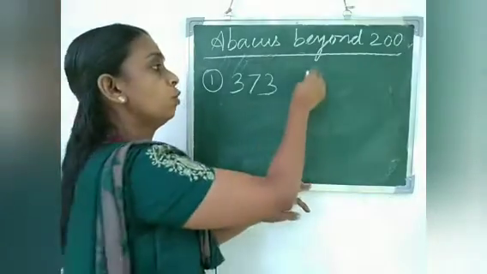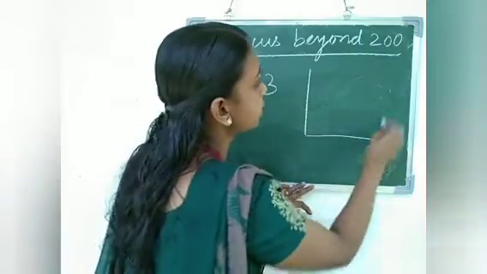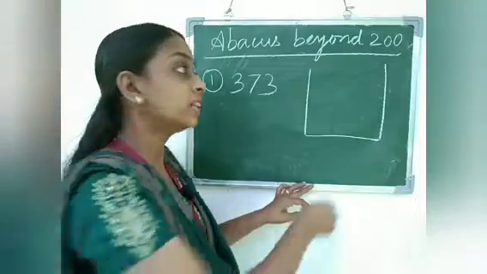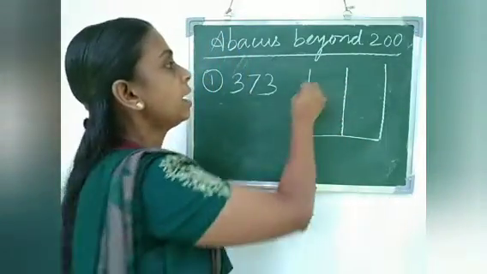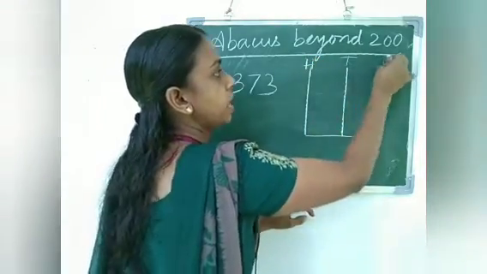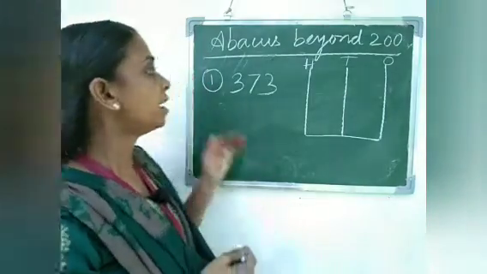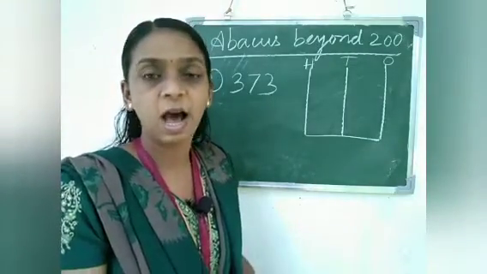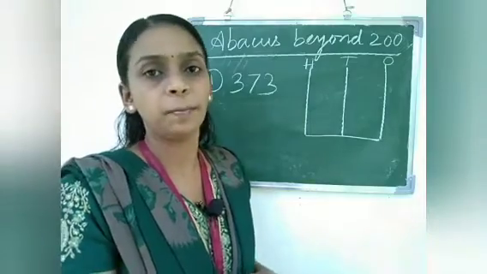For drawing a 3-digit number, how many spikes do we have to draw? Tell me all of you. 3 spikes. We have to draw 3 spikes for an abacus. And which are the places here? Hundreds place, tens place and ones place. And now we have to look which are the numbers, how many beads we have to draw on each place.